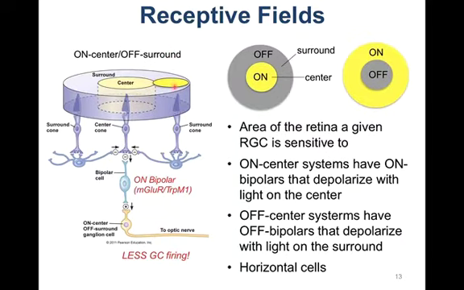Let's do the same thing and shine light this time on the surround. When we shine light on the surround of an on-center, off-surround system, we will hyperpolarize our cone. That'll reduce glutamate release onto our horizontal cell. Remember, this releases GABA, so that'll decrease GABA release onto the center cone. Center cone is in the dark, will do what cones do in the dark and increase release of glutamate onto our on-bipolar cells, increase mGluR activity, inhibit TRPM1, hyperpolarize, and we get less firing in our ganglion cell.